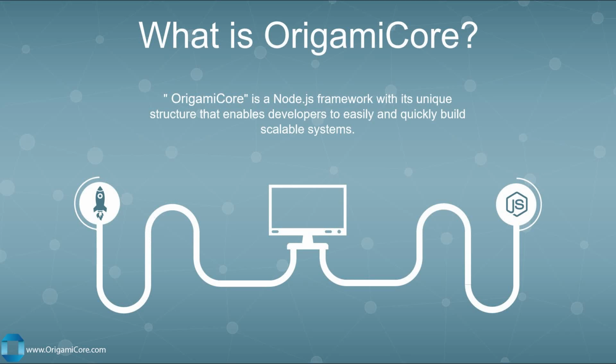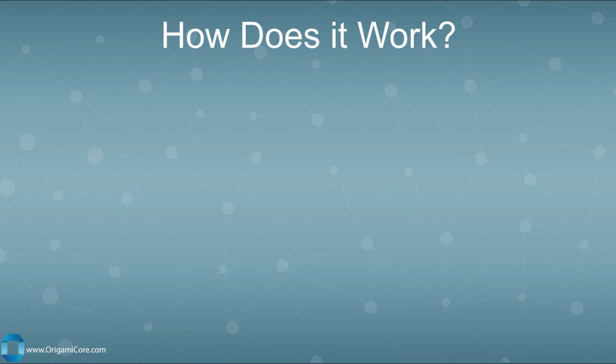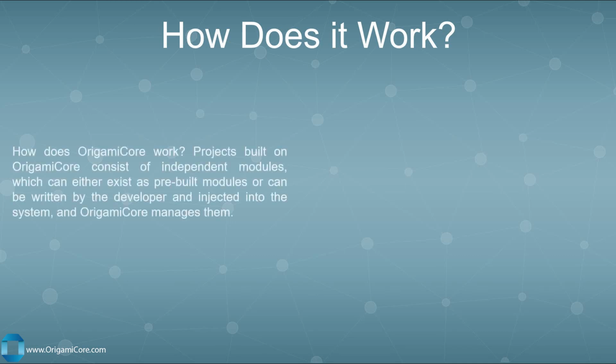OrigamiCore is a framework on Node.js that provides developers with its unique structure to easily and quickly build a scalable system. How does OrigamiCore work? Projects built on Origami consist of independent modules that are either pre-existing or developed by the developer and injected into the system, which is then managed by Origami.